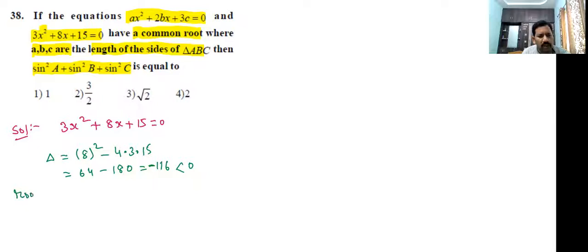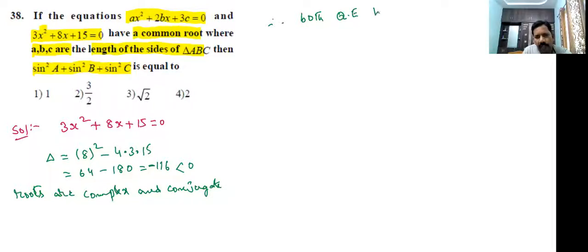So the roots are complex and conjugate. Same as the above question, how we did it, same like that only. Therefore, both quadratic equations have the same roots.